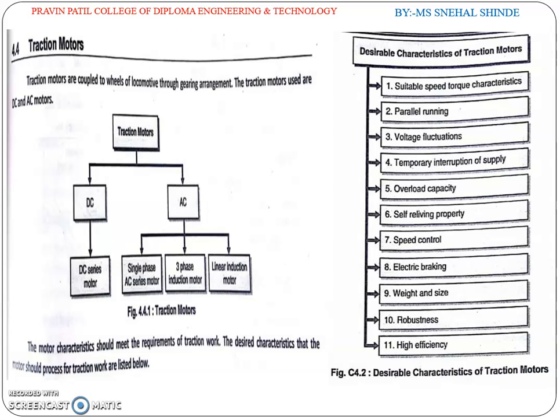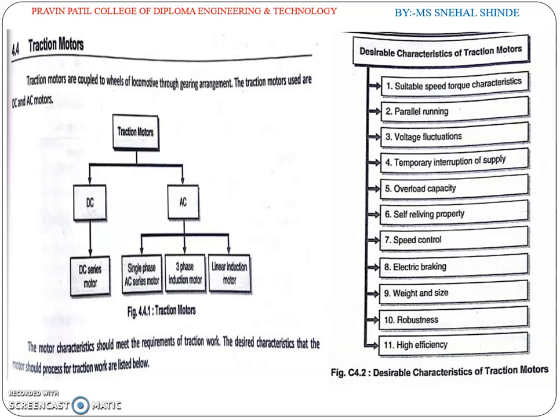Ninth is the weight and size. There is a limitation of weight and size. The traction motors should have a high power to weight ratio. The physical size of motor depends on the type of insulation employed. Traction motors are wound with class H insulation.